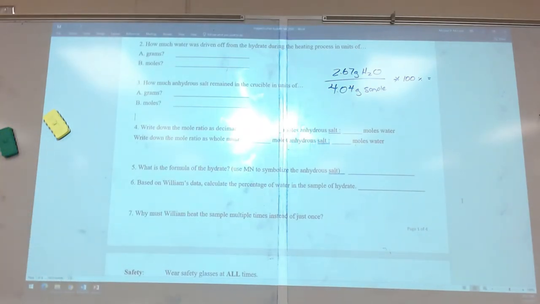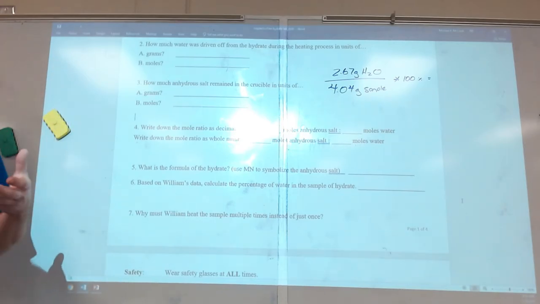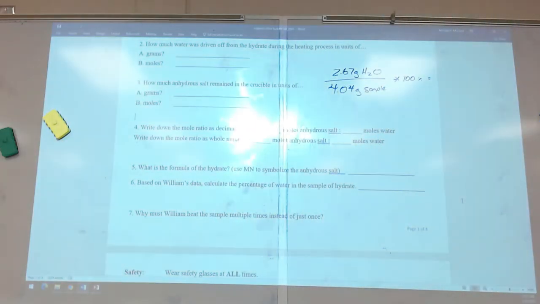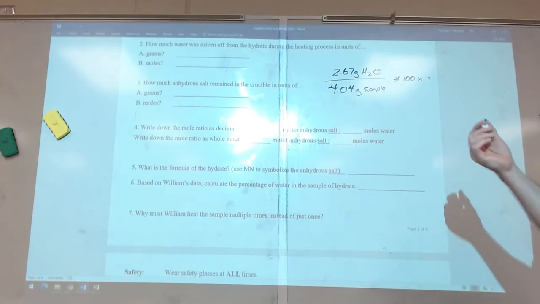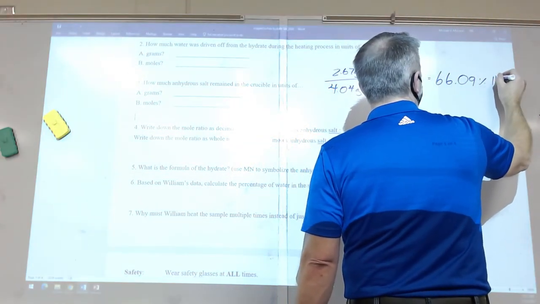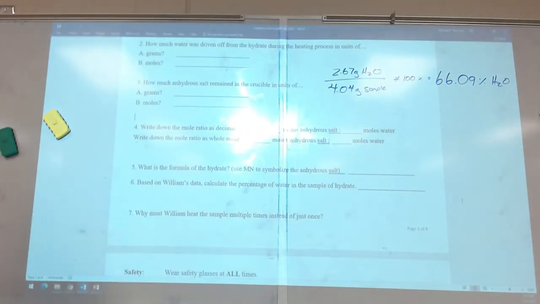This is a situation where, since we have real data and we use that real data to calculate our formulas, we can just go back to that data to figure out what percentage of this sample was the water. So of our original 4.04 grams, 2.67 grams of that was water. And so if I do this, I end up with 66.09% water. So most of the salt that we were working with was, in fact, water.